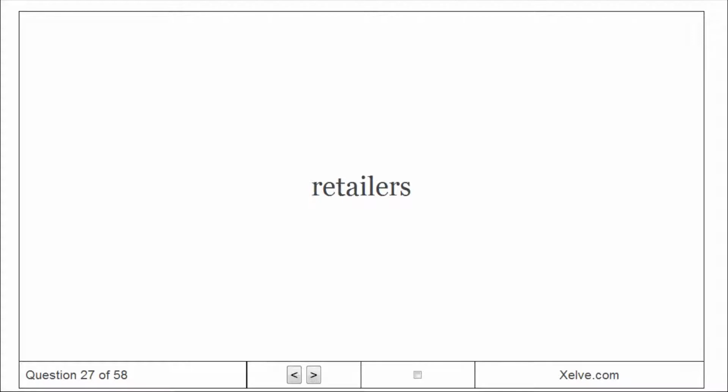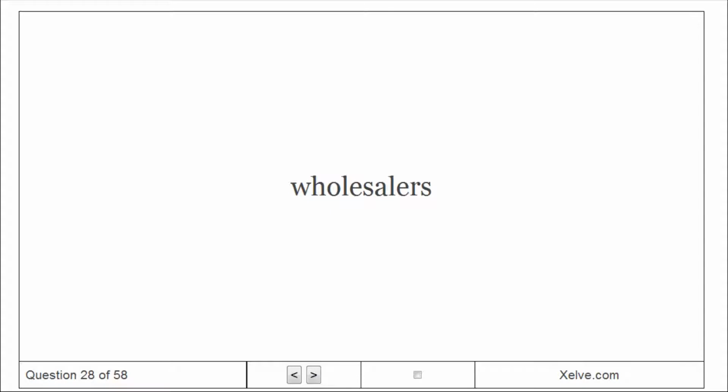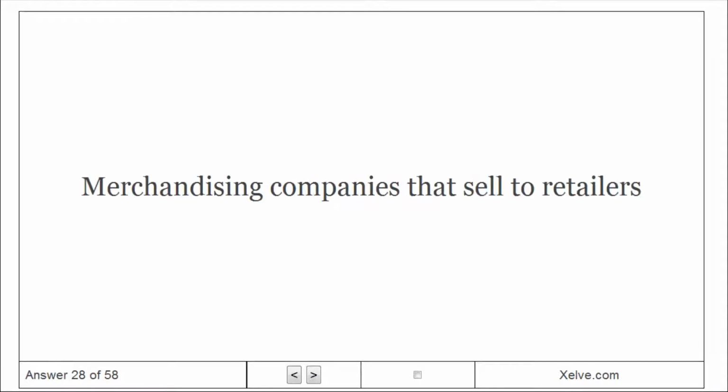Retailers. Merchandising companies that purchase and sell directly to consumers. Wholesalers. Merchandising companies that sell to retailers.